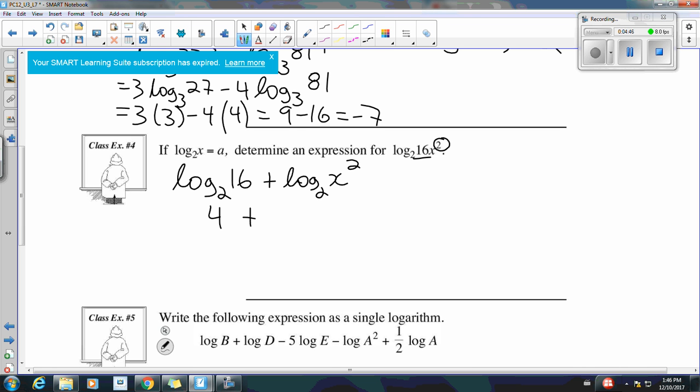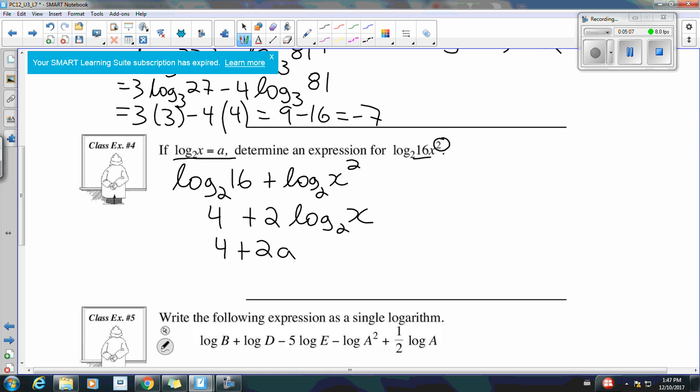Log base 2 of x squared, well now I can bring the 2 out front if I want, and I would get this. Now you see it told me here log base 2 of x is a, so this is really then 4 plus 2a.